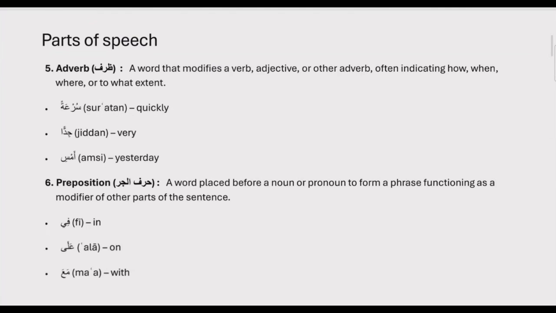Right, then we have adverbs. These are words that modify a verb or an adjective or another adverb. It tells you how, when, where, or to what extent that thing was being done. Whether it was done quickly or slowly, whether it was done very fast, whether it was done yesterday or tomorrow, or it's going to get done, or whatever the case is. So adverbs give us a little more meaning to that verb or adjective that it's describing.